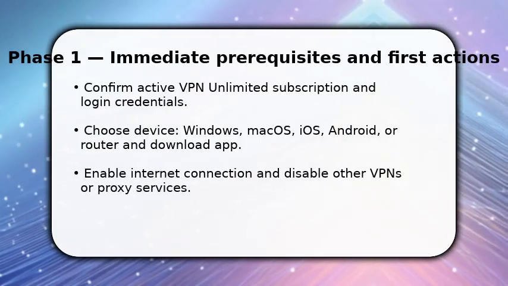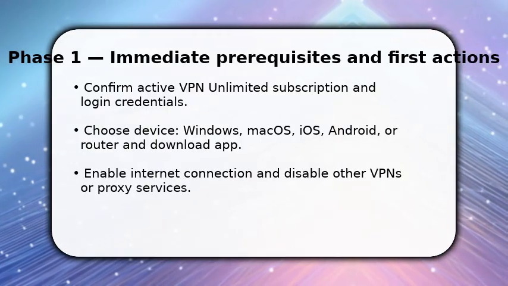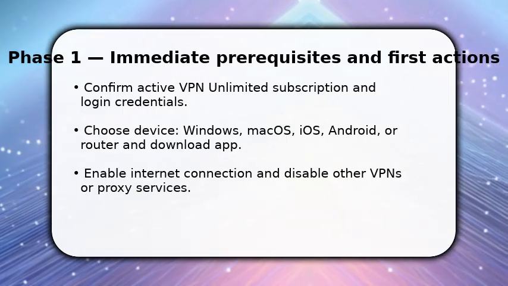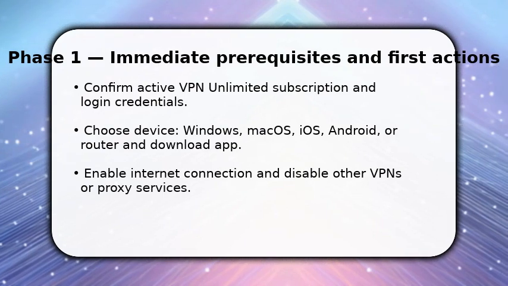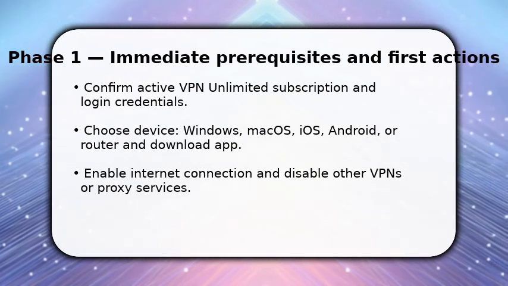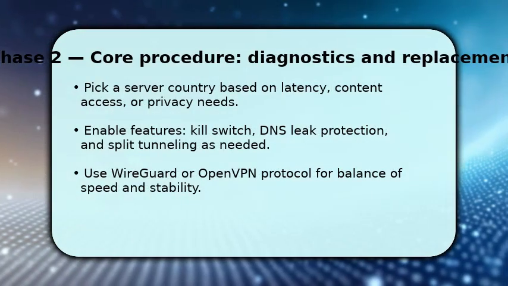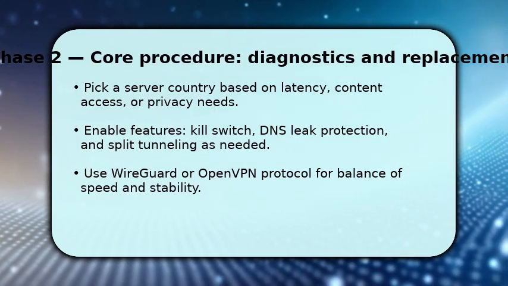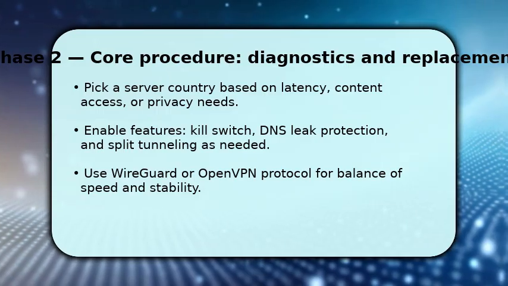This lets the VPN create a secure tunnel. Make sure no other VPN or proxy runs concurrently, as that can cause conflicts and routing errors, so stop other services before you connect. Now choose a server. Pick nearby for speed or a specific country for content access. Latency differences matter, so try a few.